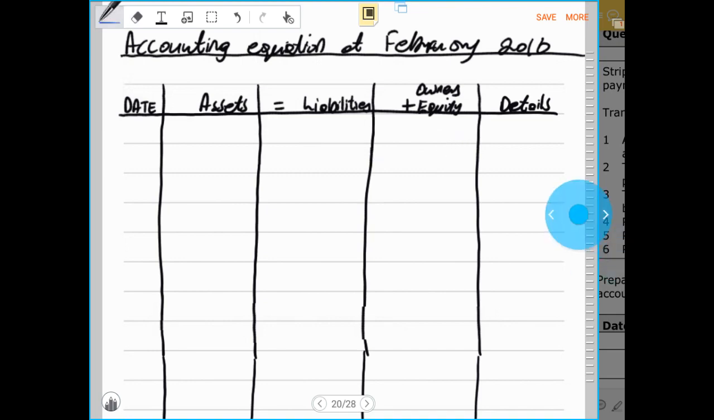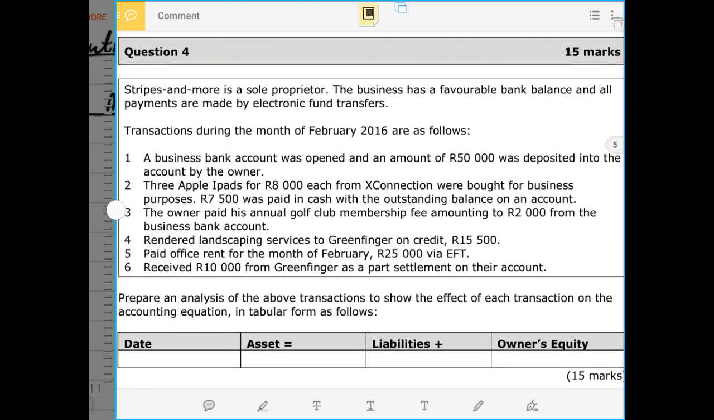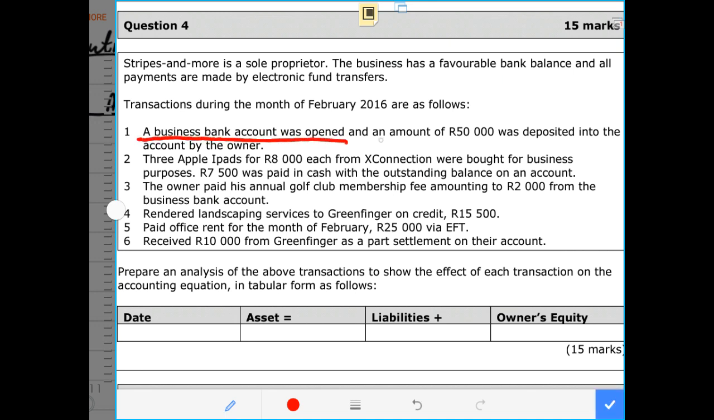So let me go straight to the transactions because I've already highlighted the basics of how to record and which entry to record. Now, the first transaction, as mentioned below, says that a business bank account was opened and an amount of 50,000 was deposited into the business bank account by the owner. So the owner contributed money into the bank of the business.